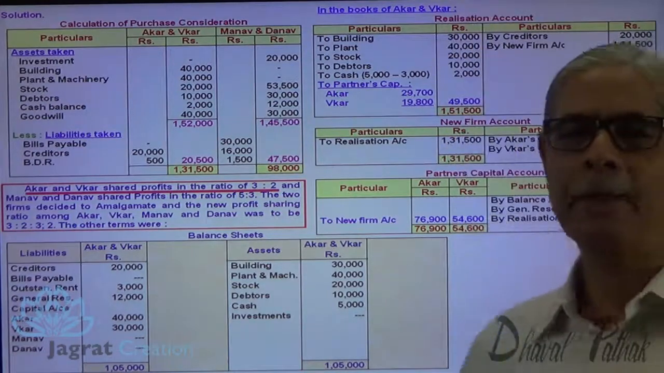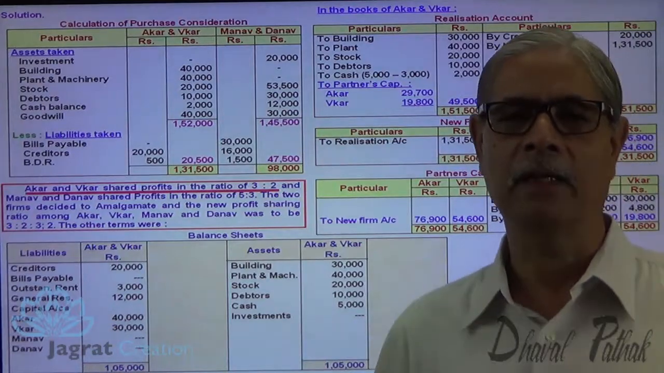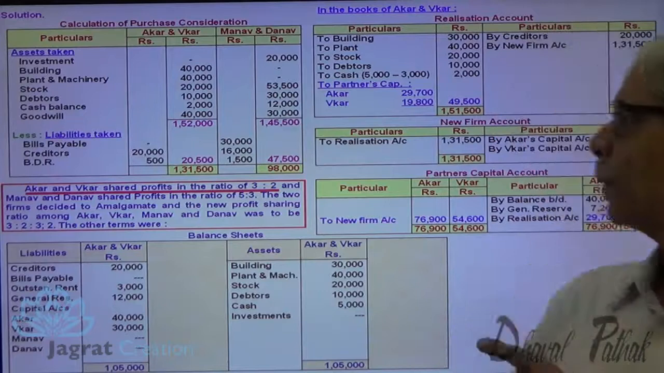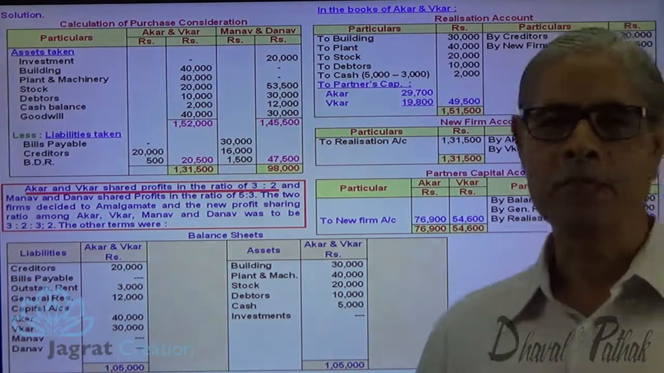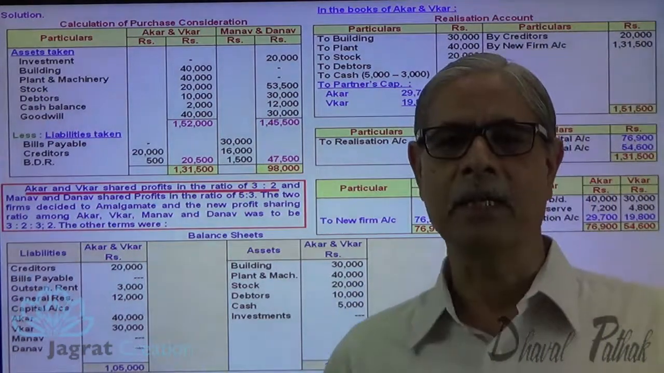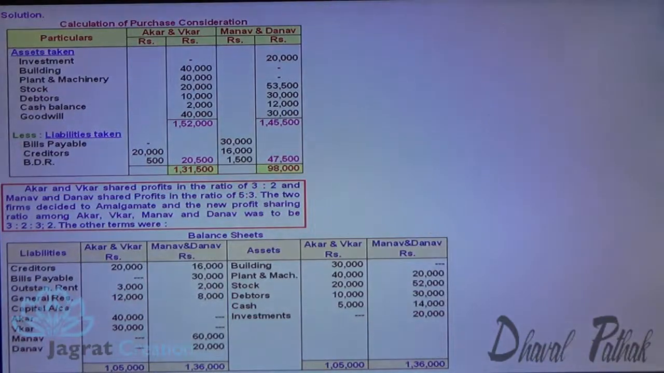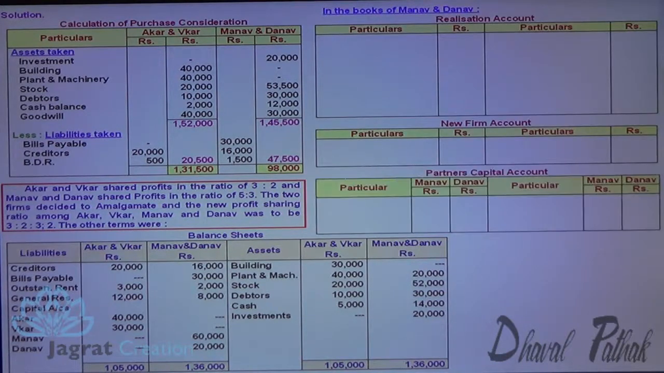This is how I have prepared the ledger accounts of Vakar and Vakar, wherein the realization account, new firm account and partners' capital account are prepared. Now I want to prepare similar accounts for Manav and Danav. Let me start. So here I prepare the realization account, new firm account and partners' capital account in the books of Manav and Danav.